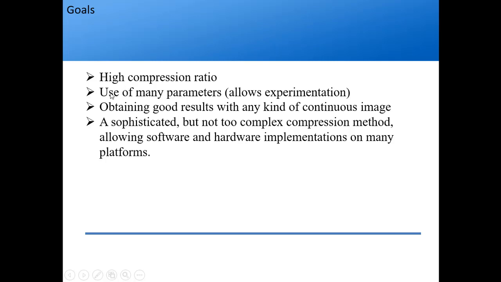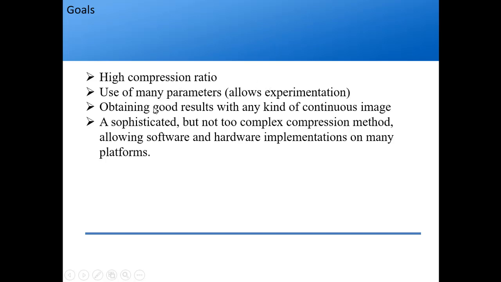Then the next goal was the use of many parameters. Now what does this mean? It means that if we have a knowledgeable user or an expert user, he has the liberty to change the compression ratio. So that is the use of many parameters. Apart from the compression ratio, we can change many other parameters which will alter the compression ratio. So that is the meaning of many parameters.